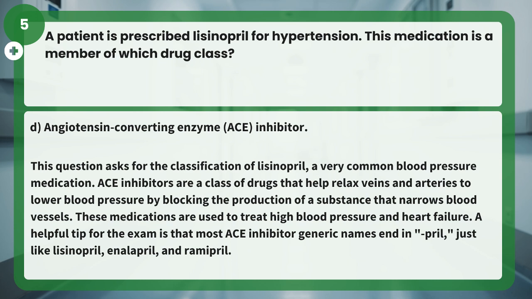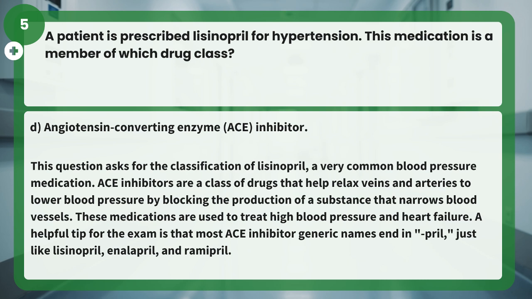Answer: D. Angiotensin converting enzyme, ACE, inhibitor. This question asks for the classification of lisinopril, a very common blood pressure medication. ACE inhibitors are a class of drugs that help relax veins and arteries to lower blood pressure by blocking the production of a substance that narrows blood vessels. These medications are used to treat high blood pressure and heart failure. A helpful tip for the exam is that most ACE inhibitor generic names end in pril, just like lisinopril, enalapril, and ramipril.